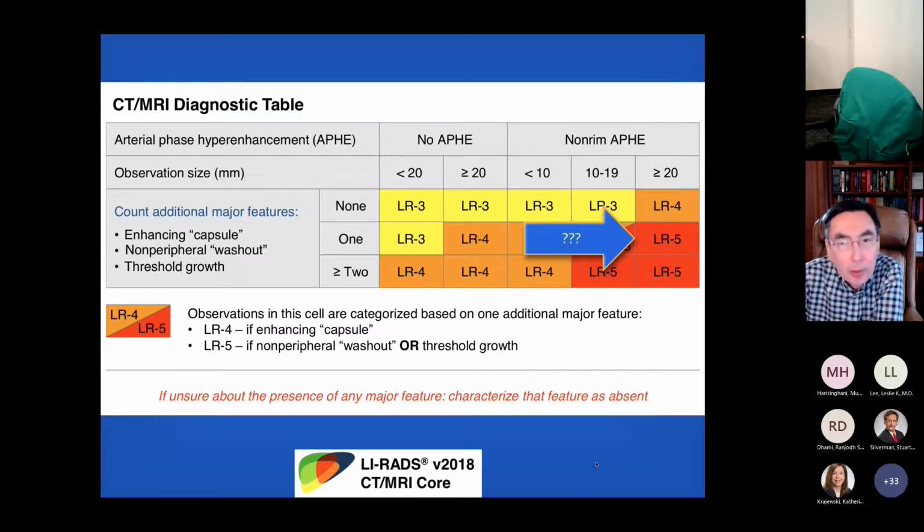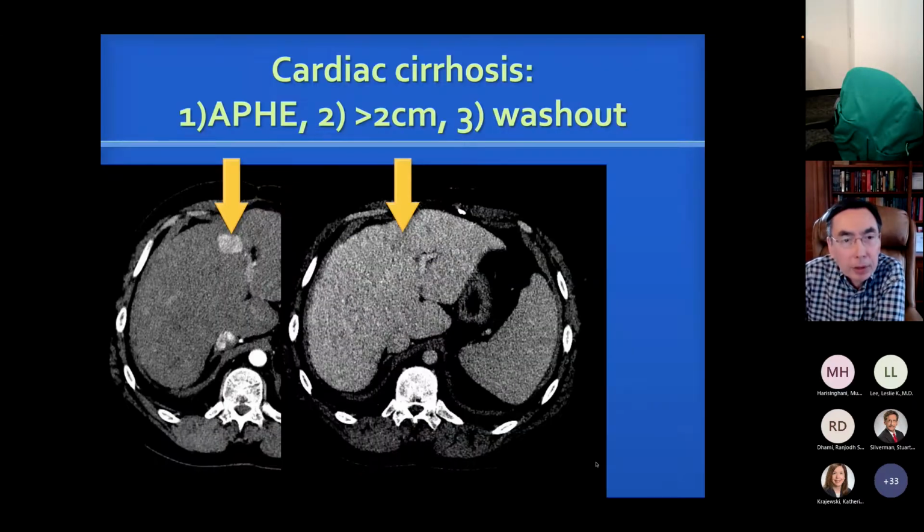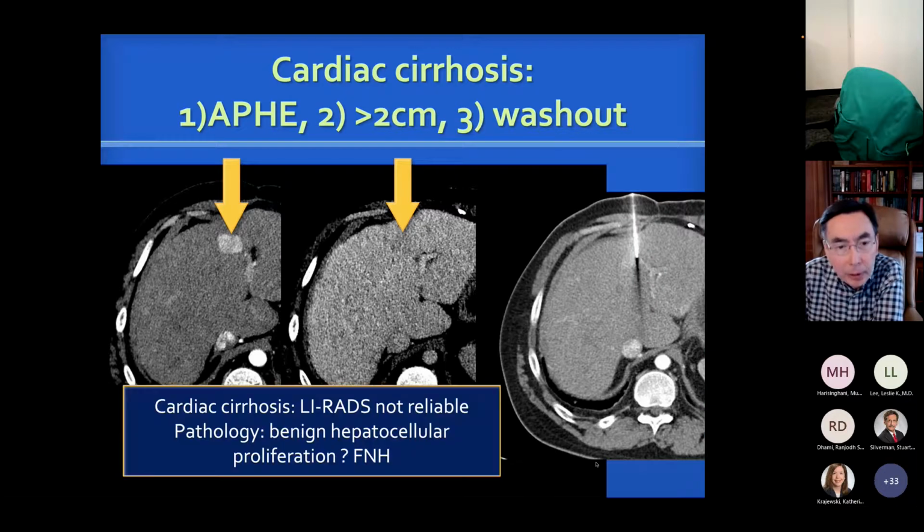Well, the answer is that we wouldn't use LI-RADS because it's cardiac cirrhosis, and that is not considered high risk for HCC. So instead, we biopsied this, and of course, it turned out to be a benign hepatocellular proliferation, possibly FNH. And the thing is that it's not that you don't have a slightly increased risk of HCC in a patient with cardiac cirrhosis. It's just that the risk is probably not high enough that LI-RADS can be highly specific. And we've seen a number of these cases that turned out not to be HCC.